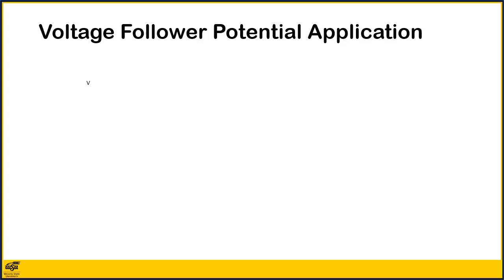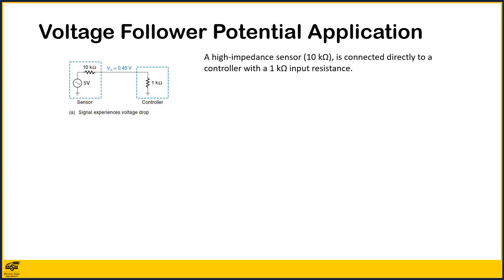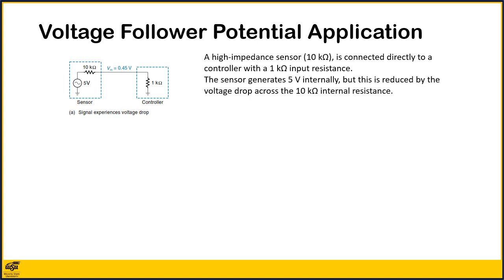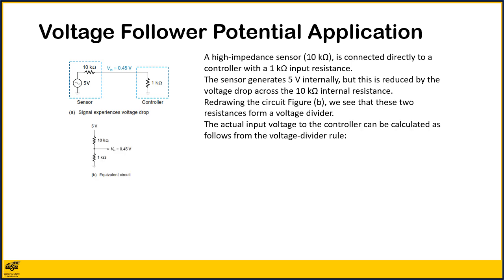The voltage follower is a simple and very useful circuit. Consider the situation shown in figure A. In this case, a high impedance sensor, 10 kilo ohms, is connected directly to a controller with a 1 kilo ohm input resistance. The sensor generates 5 volts internally, but this is reduced by the voltage drop across the 10 kilo ohm internal resistance. By redrawing the circuit in figure B, we see that these two resistors form a voltage divider.